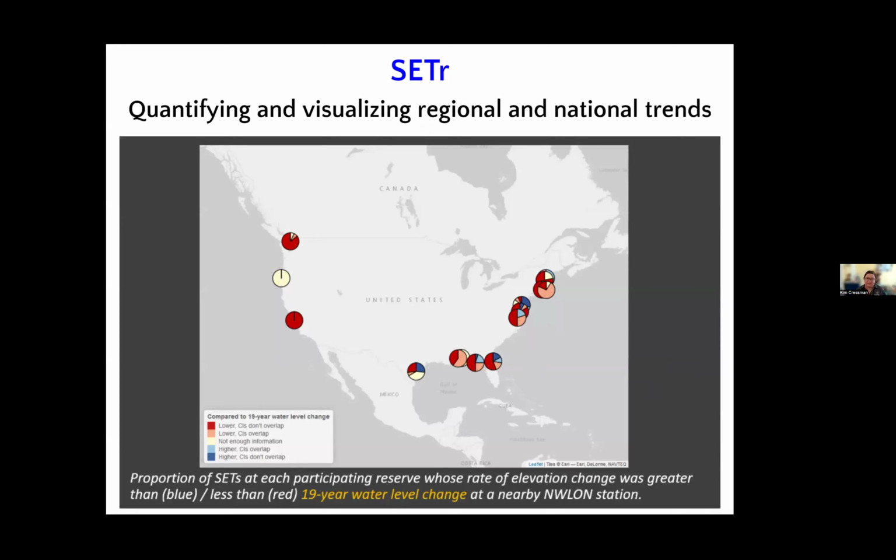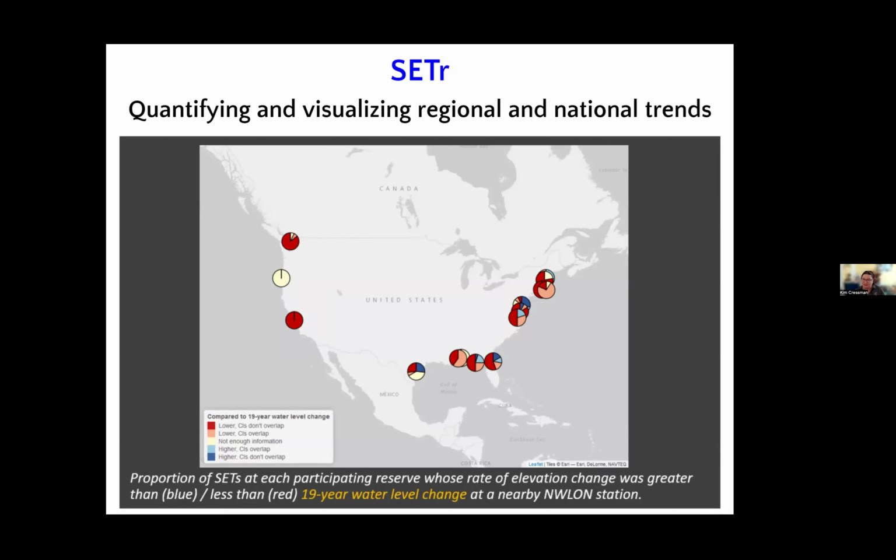One of the things that we did for the synthesis report at the end was we broke this down into regions, and actually you could see the pie charts for 3 or 4 reserves at a time, and we could put that Star Wars graph with them so you could see what was really happening. But then to scale up to the whole system, we just put them all on a map. This one is compared to 19-year water level change.